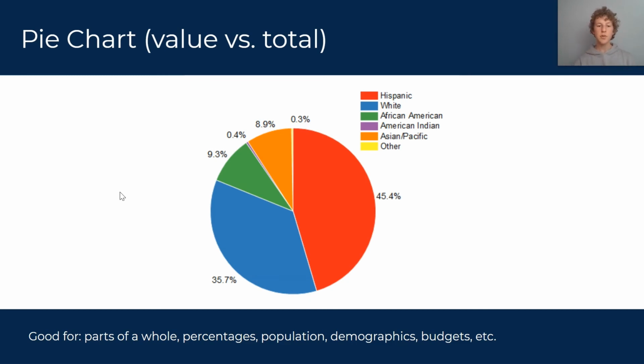So it's good for parts of a whole, percentages, population, demographics, budgets is also really great because, again, you get that quick visual representation where people can approximate a quarter or a third or half or something like that.